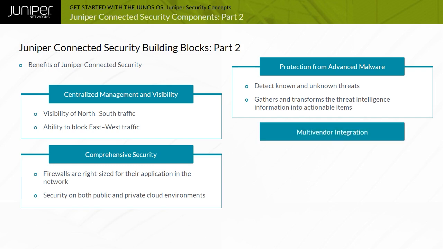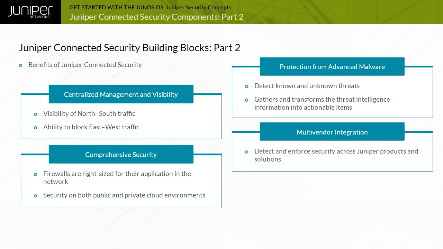Multi-vendor integration. Juniper Connected Security adopts an open, multi-vendor ecosystem to detect and enforce security across Juniper products and solutions, as well as on third-party devices through Juniper's ecosystem partners. A portfolio of APIs provides integration with ecosystem partners and vendors in public and private clouds, as well as with SaaS applications. This fosters a collaborative and comprehensive approach to network security.